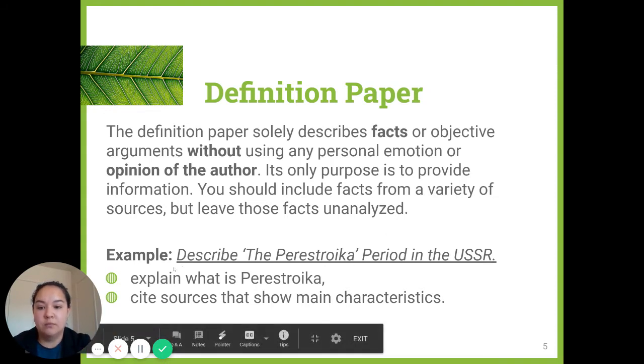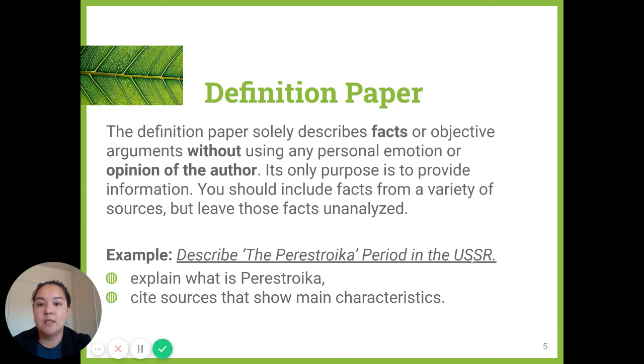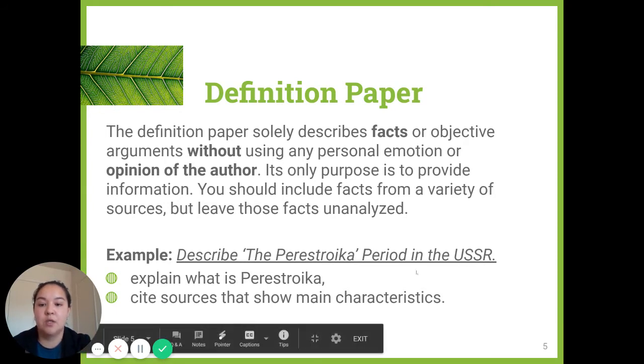For example, let's imagine that we have a topic to describe the perestroika period in the USSR. So if you're writing a definition paper, you will only explain what is perestroika, and you will cite sources that show the main characteristics of that historical period.